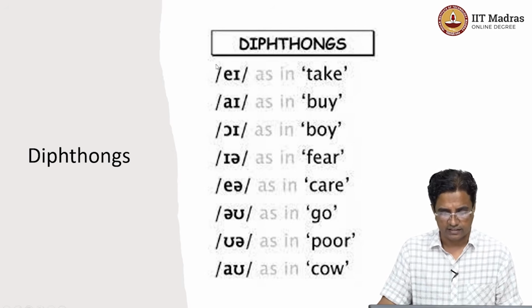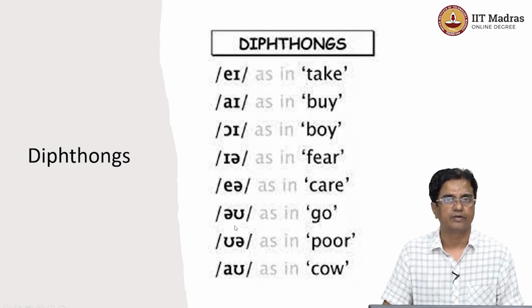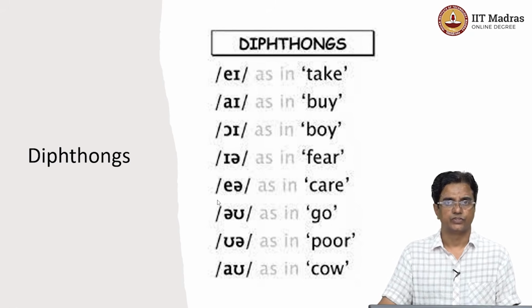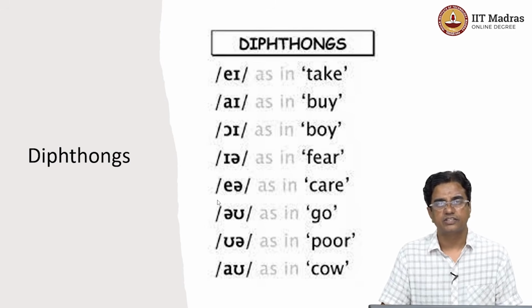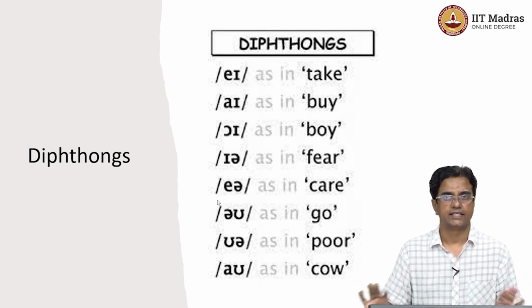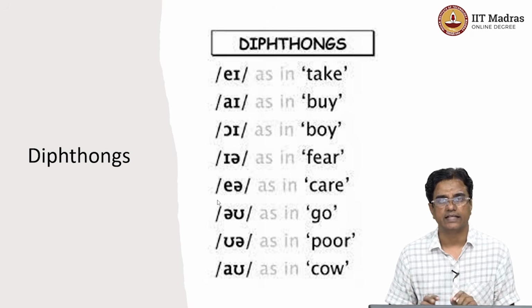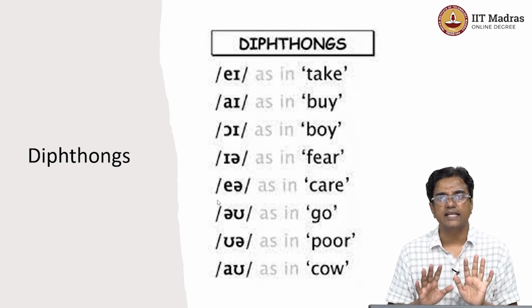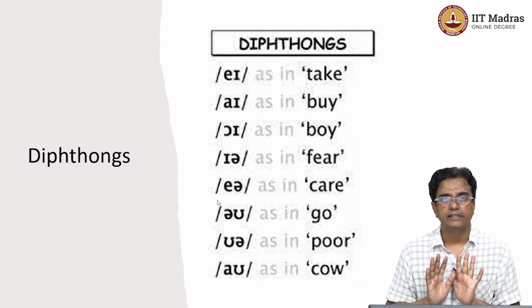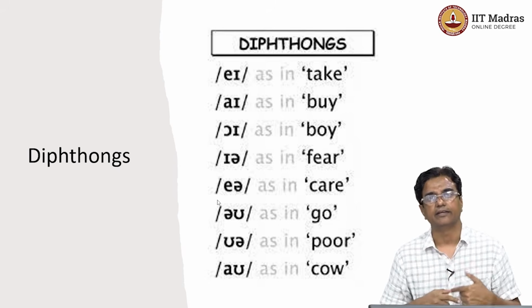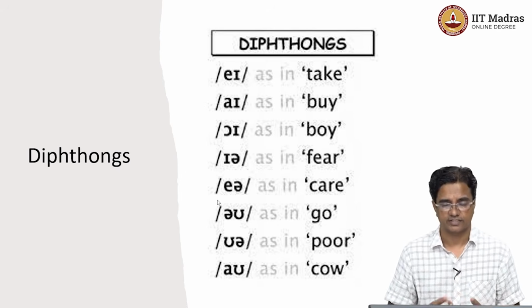So, these 8 of them are diphthong vowels in English. You can clearly see the distinction: 12 of them are monophthongs. That is, they have only one vowel quality. They start with one and end with one. These 8 of them start with one, end with the other. And therefore, they are called diphthongs.